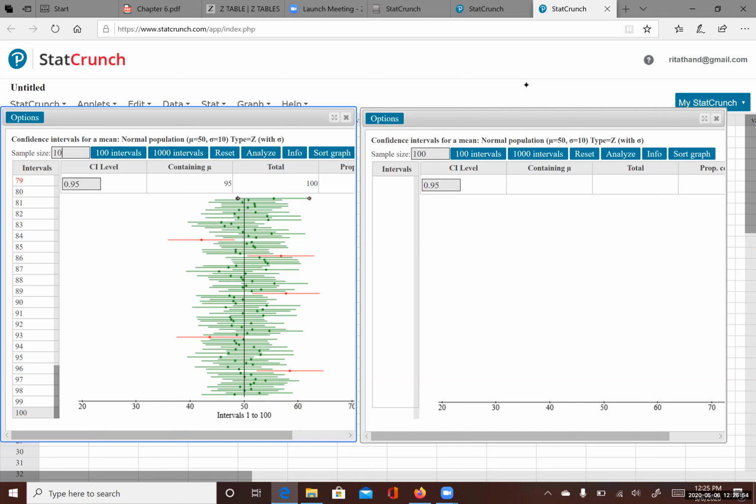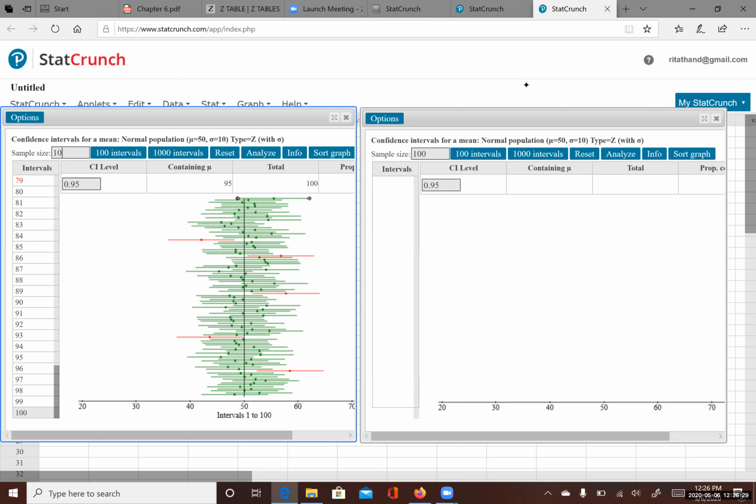Again, we have 100 confidence intervals. How many of them capture the population mean? Around 95% of these confidence intervals actually capture the population mean, which is this vertical bar. This black vertical bar represents the population mean of around 50. And 95 out of the 100 confidence intervals contain this population mean. Five of them miss the population mean.